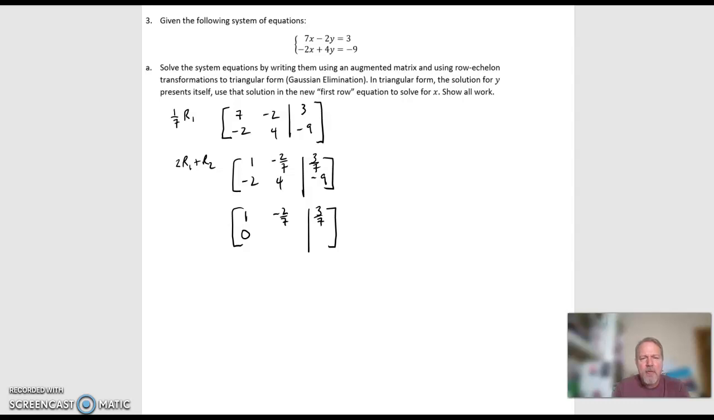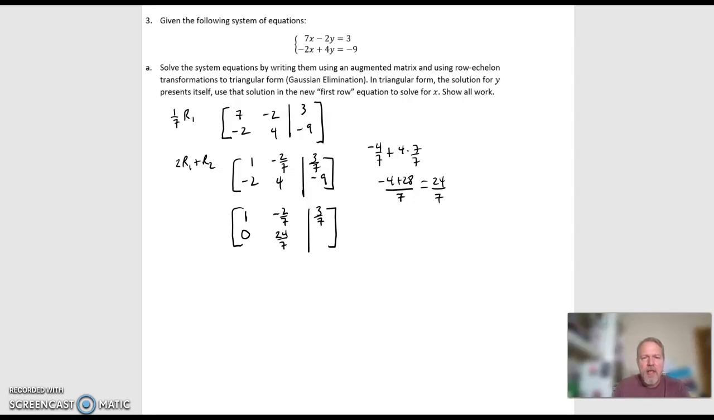2 times -2/7 is -4/7. Let me write that down over here, scrap work. Then -4/7 plus 4. I have to multiply 4 by 7/7 to get a common denominator. So my numerator is now -4 plus 28, and they both have the same denominator, so I can write it over the same denominator. -4 plus 28 is +24, all over 7. So 24/7 goes here.